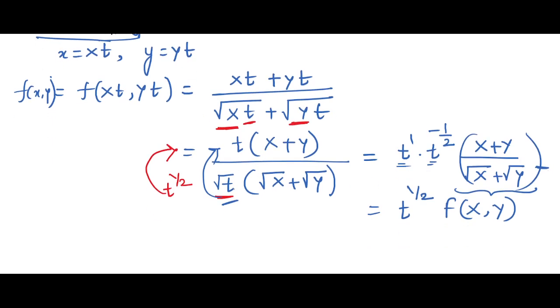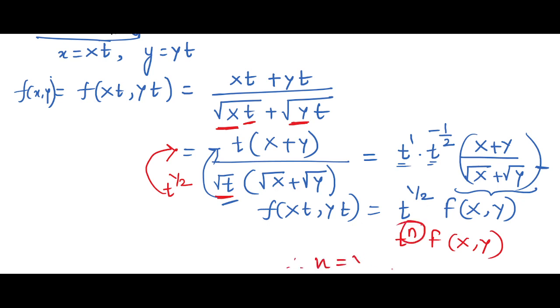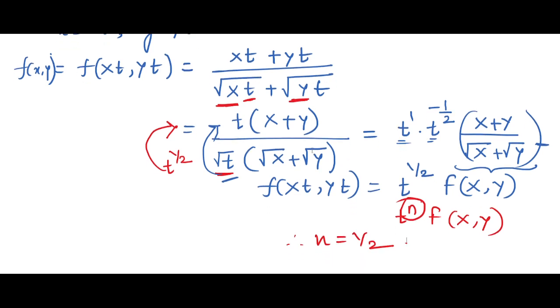Okay. So again, by recalling the definition, f of xt comma yt, if it can be written in the form of t raised to n f of capital X comma capital Y, then this n is the degree. So here n is equal to 1 by 2 is the degree, and the given function f of x y is homogeneous.